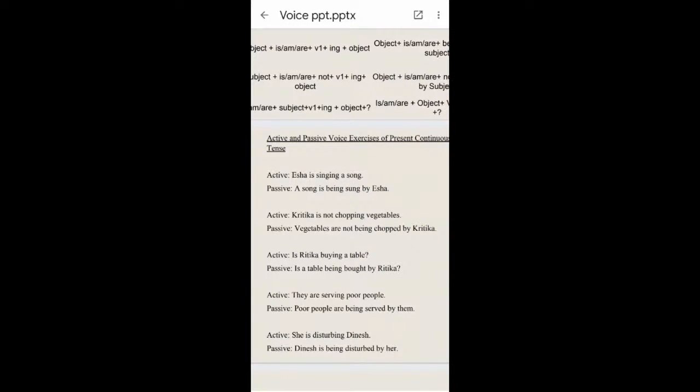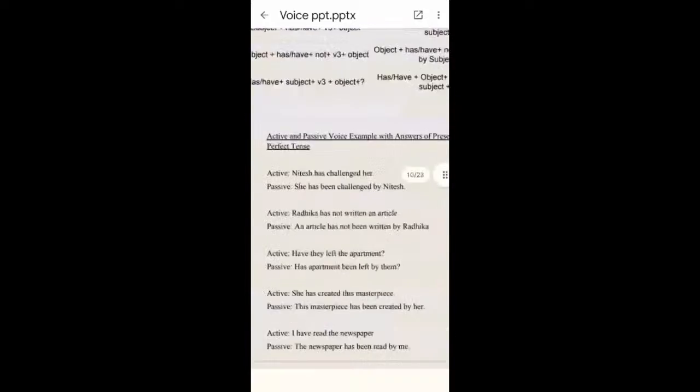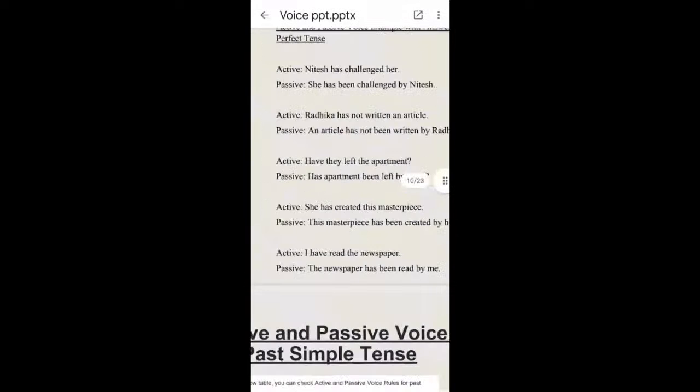Rest is same, right? Similarly, if it is a question, is Ritika buying a table? Then you need to write, is a table being bought by Ritika? Why bought? Because you see the rule here.